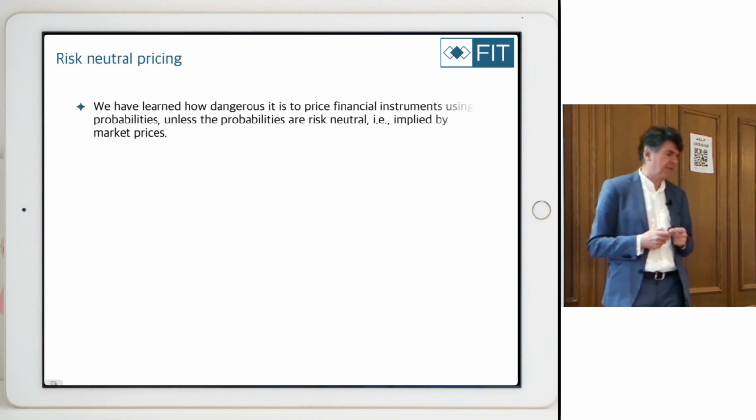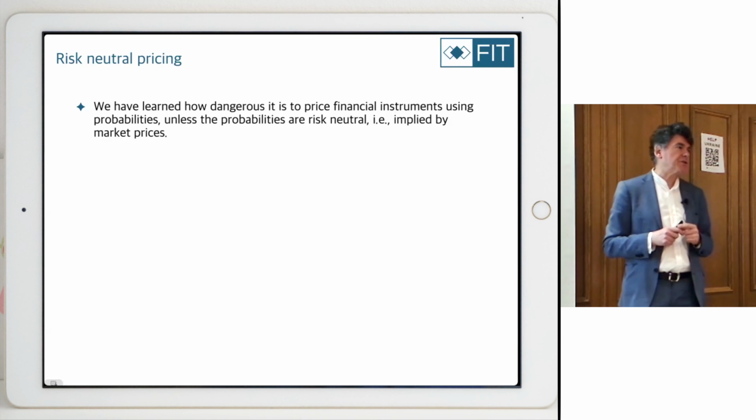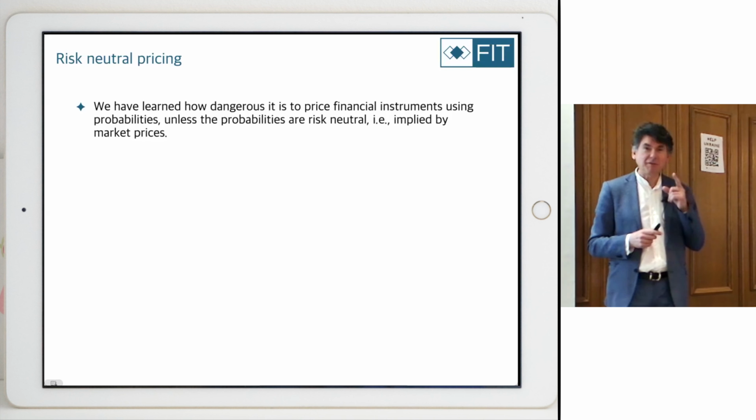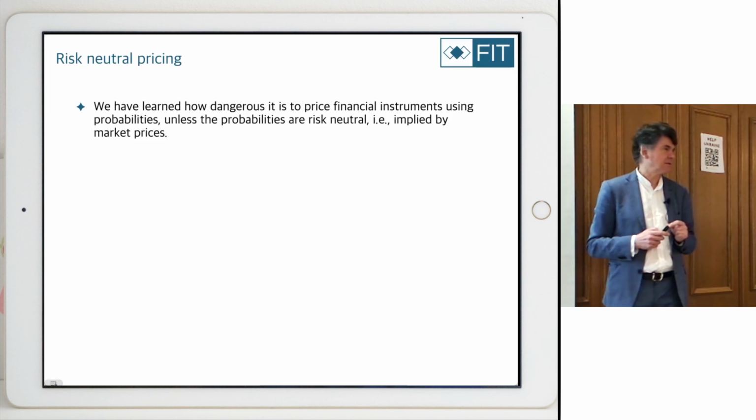Now, this is the thing that made me uneasy, maybe should have made you uneasy. We've already learned how dangerous it is to price financial transactions with probabilities. That was my 33-cent game. It was not the 50-cent game. It was the 33-cent game. And why was that? Remember that?